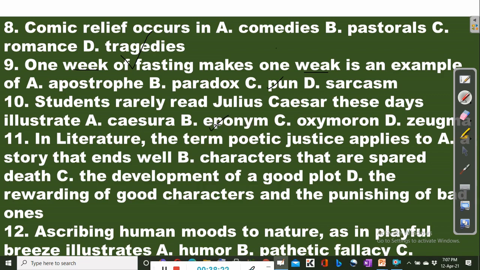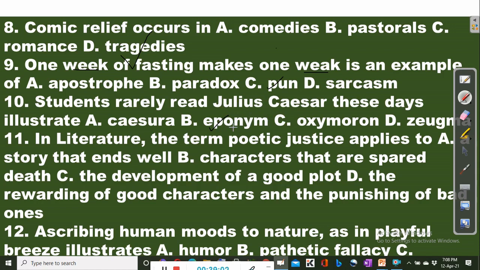Now, eponym refers to a play or a book whose title is the central character. Julius Caesar is a play by William Shakespeare. The title is Julius Caesar, and the central character is Julius Caesar as well. That is an eponym, or you can describe it as an eponymous play. All right, and Julius Caesar is an eponymous character.